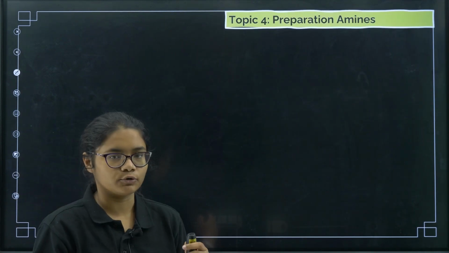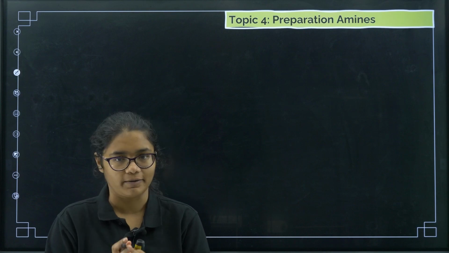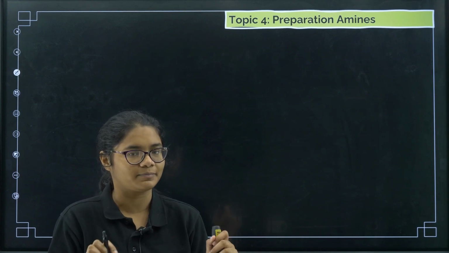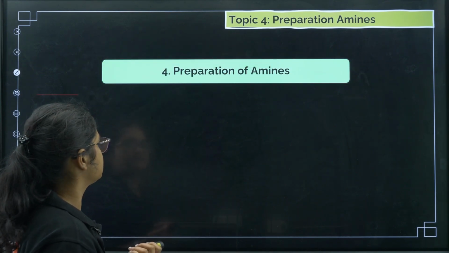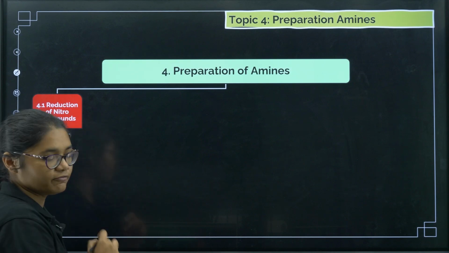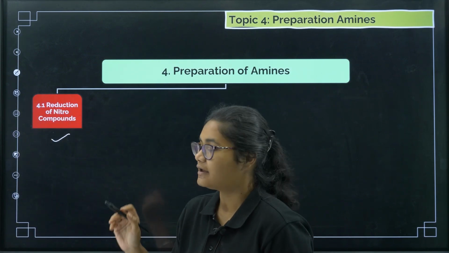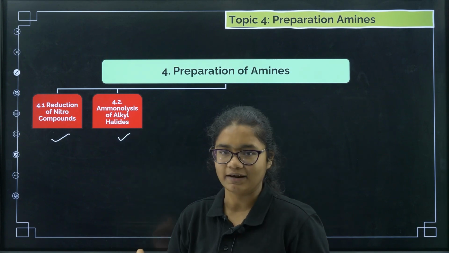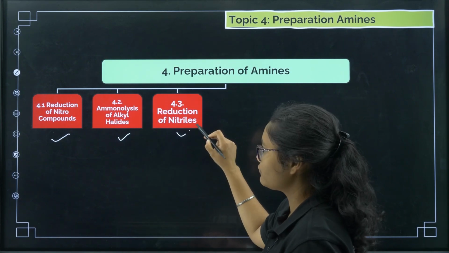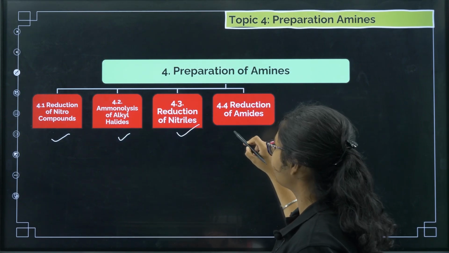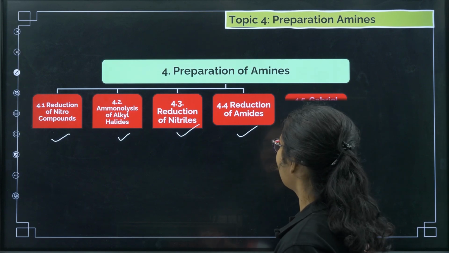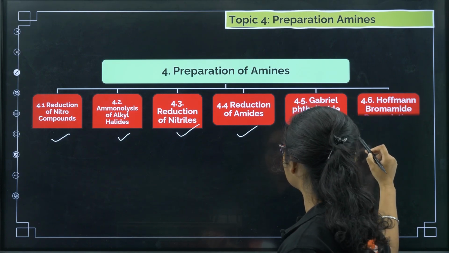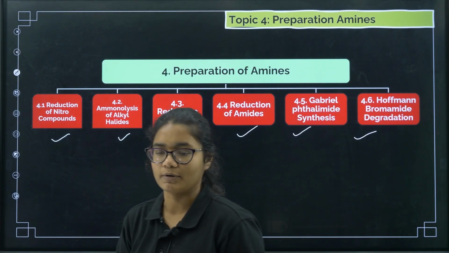Next we'll go to the fourth topic, that is preparation of amines. Okay, there are 6 methods of preparation in total, so we'll see them. The first one is reduction of nitro compounds. Next, ammonolysis of alkyl halides. Next we have reduction of nitriles. Next you have reduction of amides. Okay, and the fifth one is Gabriel phthalimide, and the sixth one is Hoffmann bromamide degradation.